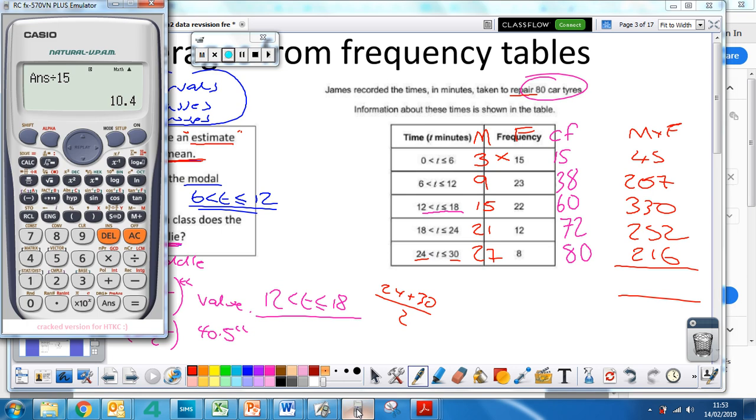Obviously, with a calculator, we'd do the calculations on there because we could make mistakes, and obviously we will add them up with the calculator as well to make sure we don't make any mistakes. So we have 45 plus 207 plus 330 plus 252 plus 216, and we go back to delete the mistake. There you go. We add them up. It adds up to 1050.